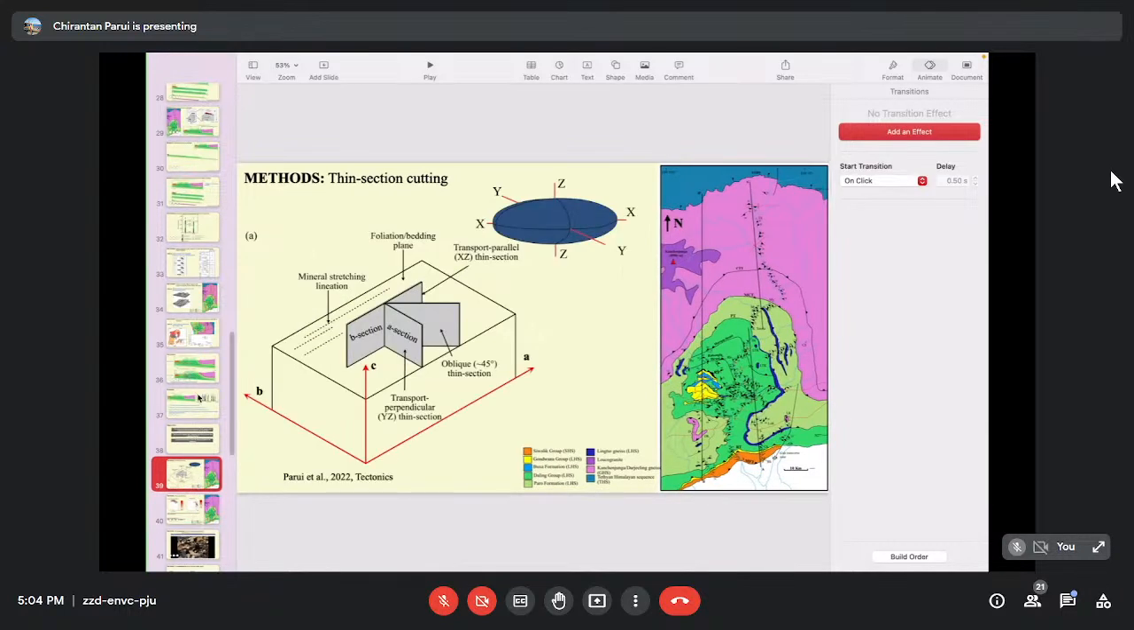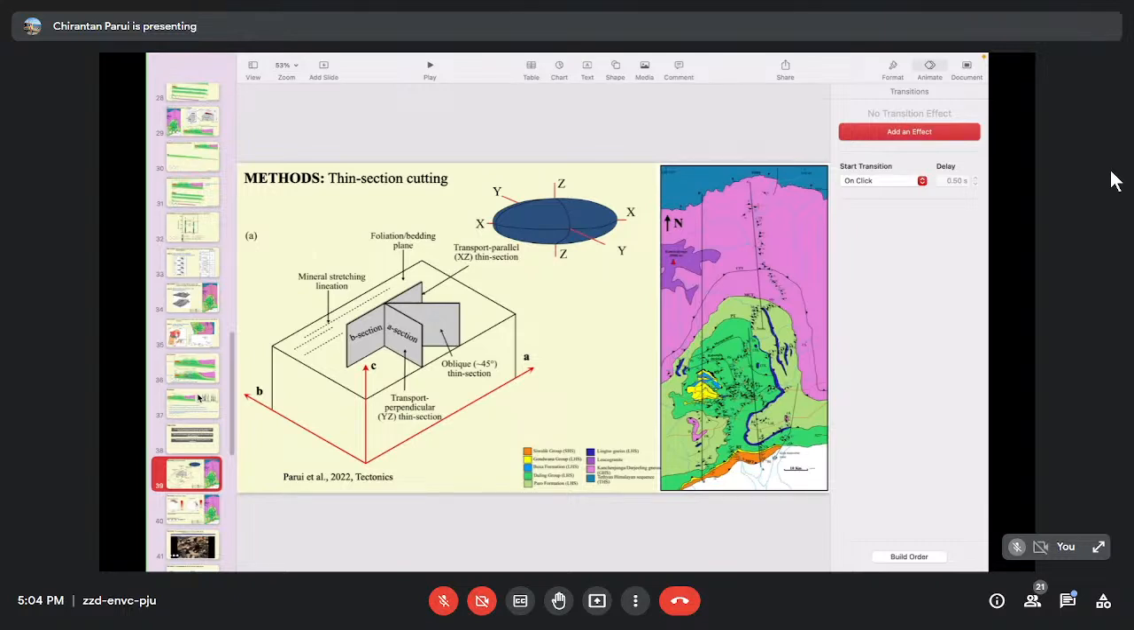Yeah, Chirantan, one other thing that bothers me is that when you are going for penetrative scale deformation, your measurements are based on crystal plastic deformation of quartz grains, right? But many of these rocks, especially in the lesser Himalaya, are phyllosilicate rich also, right? So how do you constrain the penetrative strain within them?